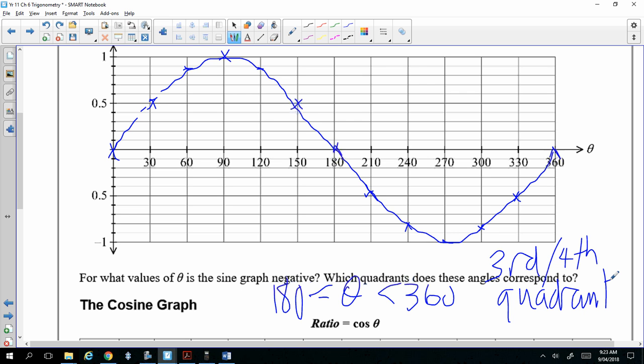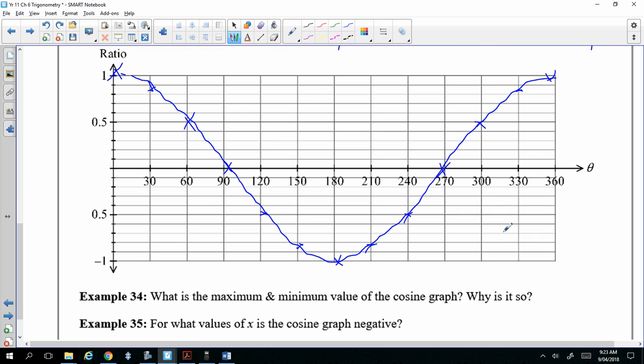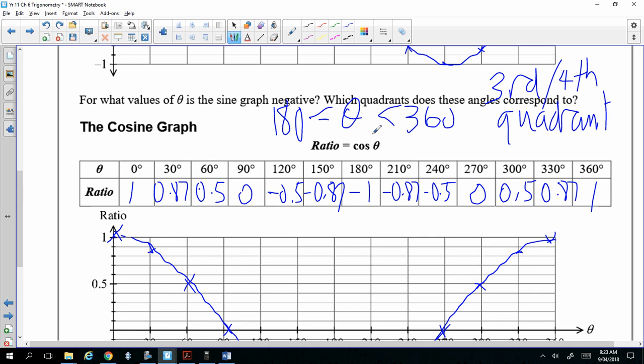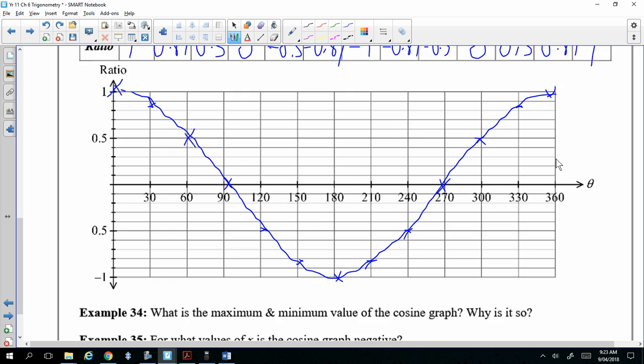Okay, next one. Okay, so we got the sine graph, and in the third and fourth quadrant it's negative. How about the next bit? How about the cos graph? What's the maximum value? What's the minimum value? Yeah, maximum is 1, minimum is -1. Why?